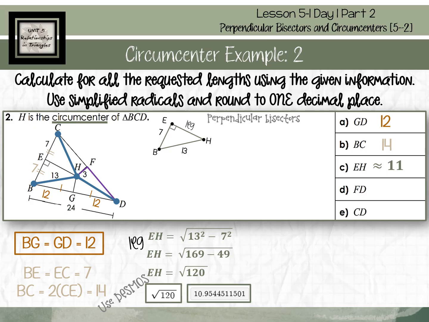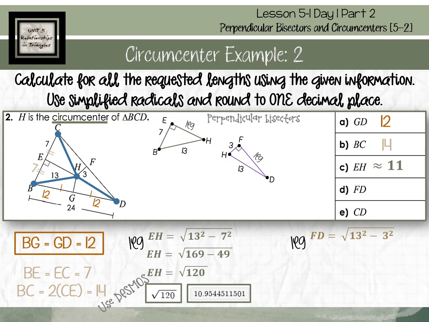FD. That's in another triangle, that triangle right there in purple. Pull it out. We're looking for the leg. That's where segment FD is. I already said that length of segment HD is 13 because H is a circumcenter and D is a vertex. So we have a hypotenuse and a leg. We're looking for a leg again.